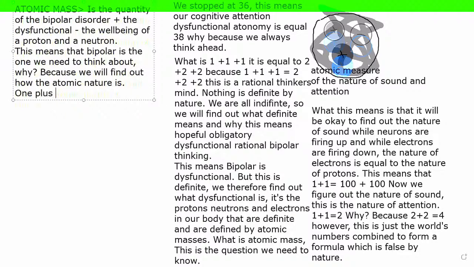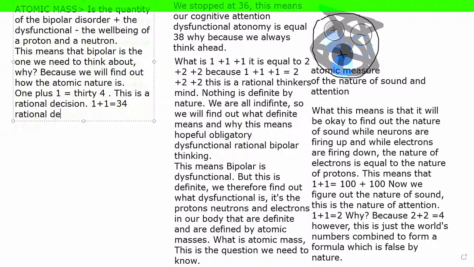1 plus 1 is equal to 34. This is a rational decision. 1 plus 1 is equal to 34. Rational decision. 1 plus 1 is equal to 35. Non-rational decision. Hope you're following up. 1 plus 1 is equal to 35.